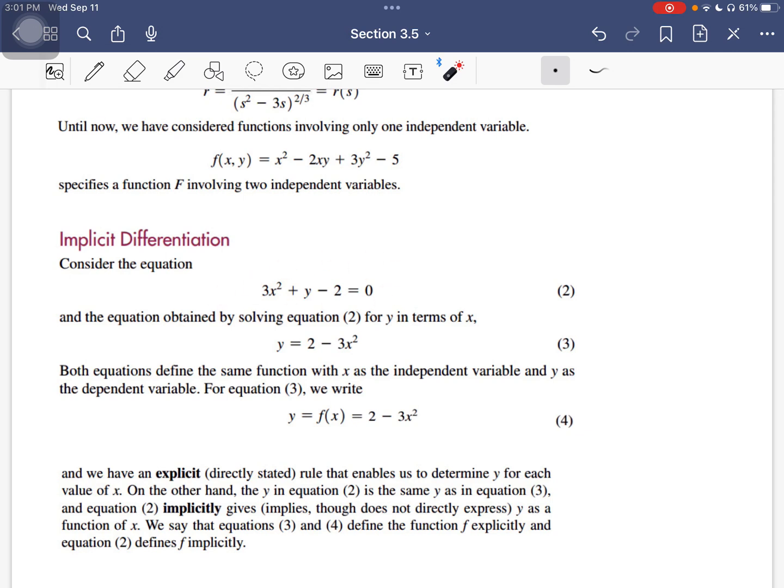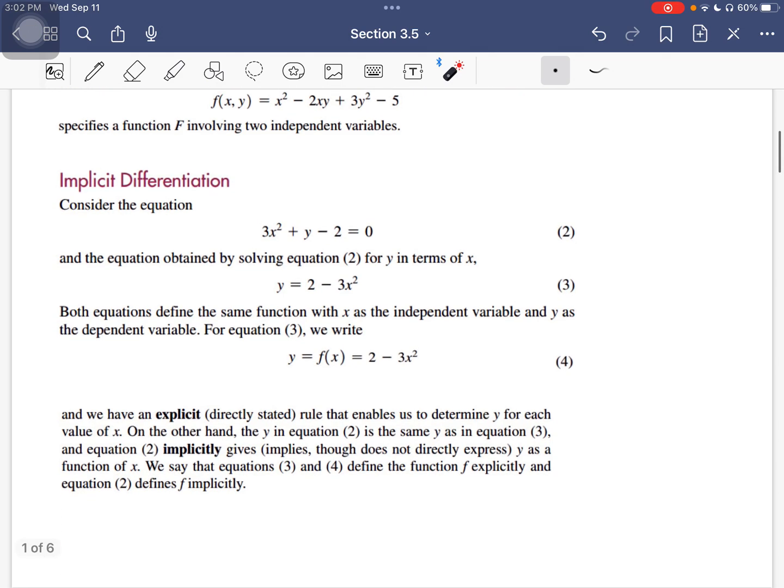However, in this case, for equation 2 here, the y is the same as in equation 3 here, but equation 2 implicitly gives, or pretty much implies, but does not directly express y as a function of x. And we can see that here just by looking at this. It's not clear immediately that y is a function of x, but it is implied. So in this case, we would say that equations 3 and 4 here define function f explicitly, and equation 2 here defines it implicitly.